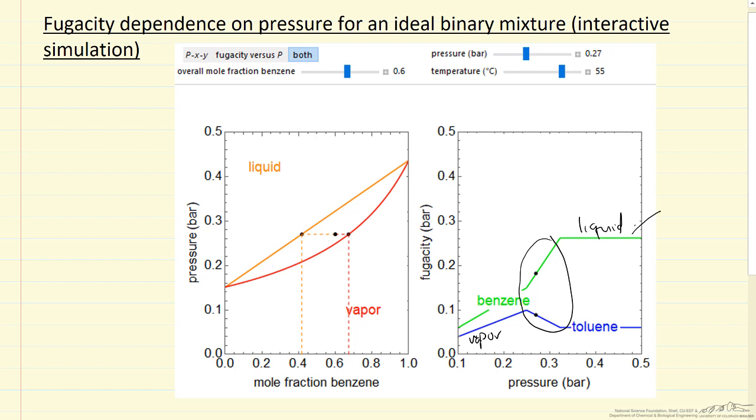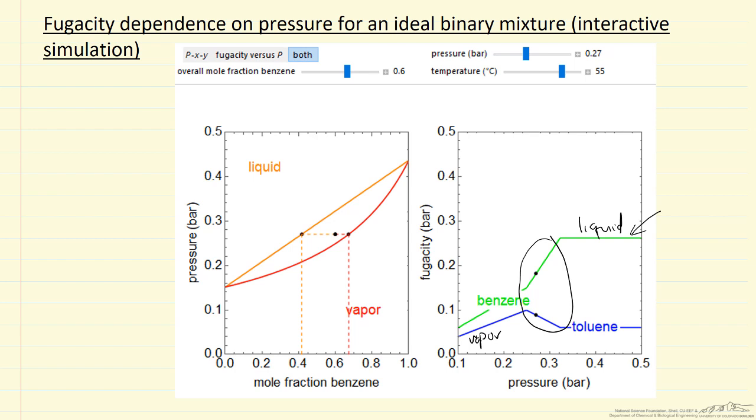So for liquids, when we change the pressure, particularly for such small changes in pressure, fugacity doesn't change significantly. For vapor, as we change the pressure, if it's an ideal gas, which is reasonable at these low pressures, the fugacity is the partial pressure. So if the total pressure goes up, the partial pressure goes up, and therefore fugacity goes up.